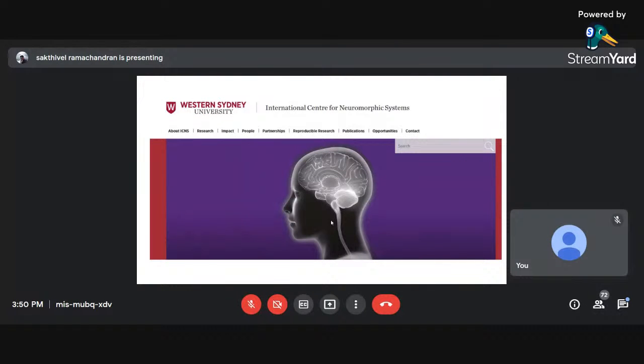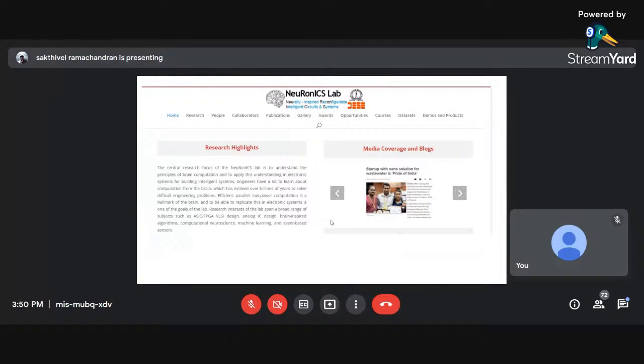And one more, you could see this Western Sydney University, WSU. They have a lab set up for neuromorphic systems, and there is multiple equipment in that also. Probably you can go to that ICNS lab and check it out. And this is the lab which I was speaking about in IISc Bangalore. You have the NeuRonICS lab, meaning Neurally inspired Reconfigurable Intelligent Circuits and Systems.